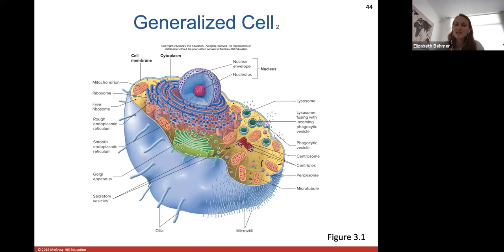You'll see extensions from the cell membrane here, the microvilli, the cilia, and then within the cell are all of these organelles, and we will go over their functions. You can see a little vesicle undergoing exocytosis here, so you can see that occurring.